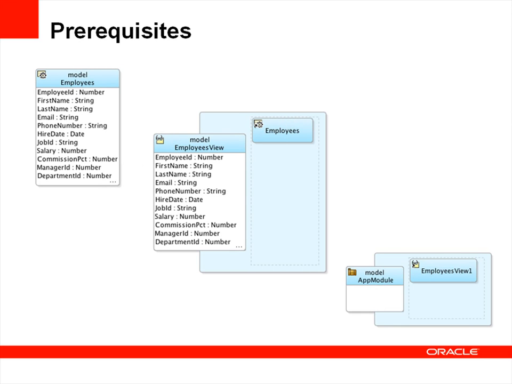The prerequisites for what we're going to show today is you have an existing ADF application workspace with a model project, with an entity object, a view object, and an application module. In the demonstration, I'll be using the employees table from the HR Oracle demo schema.